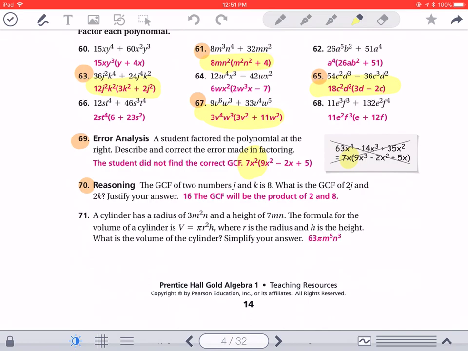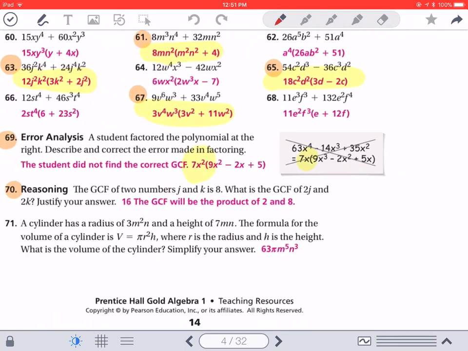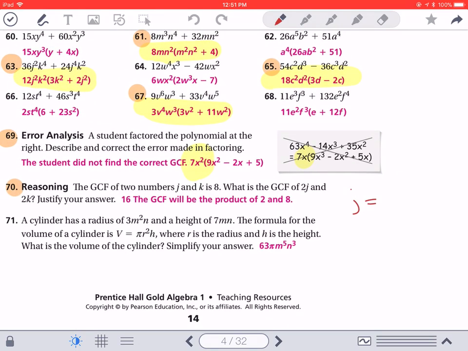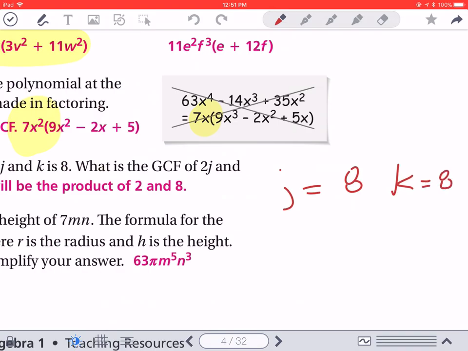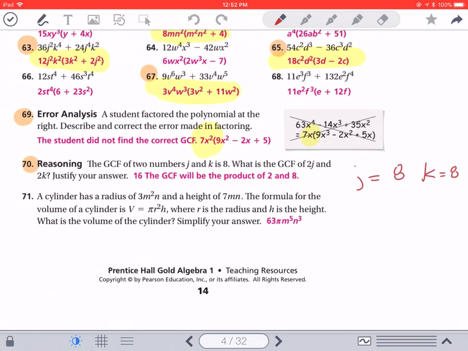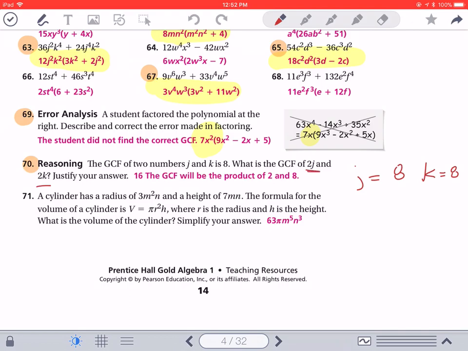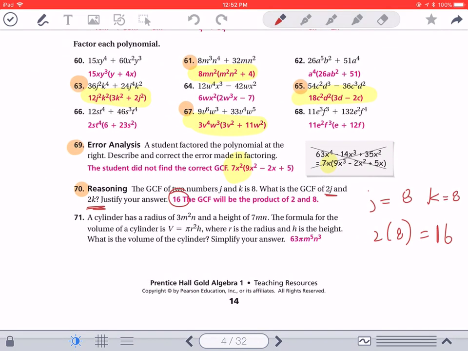All right, so the greatest common factor of two numbers j and k is 8. What is the greatest common factor of 2j and 2k? Well, if the greatest common factor is 8 between these two numbers, let's say j is actually 8, and let's say k is also 8. They have a greatest common factor of 8. And it says, what is the greatest common factor of 2j and 2k? Well, you just multiply these by 2. So 2 times 8 is going to be 16. So the greatest common factor would be 16. Kind of a weird one there.